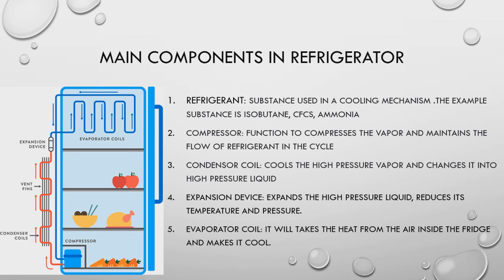Last, the evaporator coil. It will take the heat from the air inside the fridge and makes it cool. Evaporator coil is present inside the fridge. And this cool air inside the fridge takes the heat from the food materials and lowers their temperature. So that's the five main components in refrigerator.